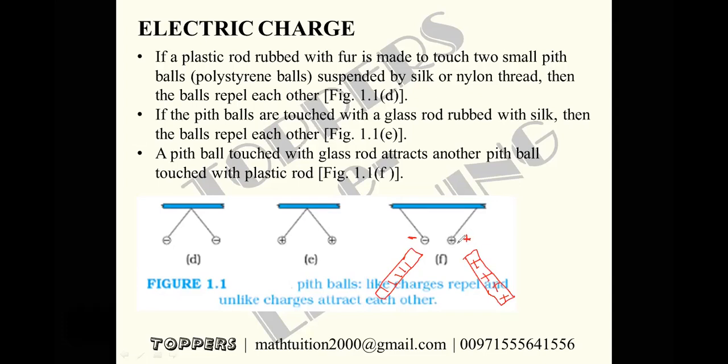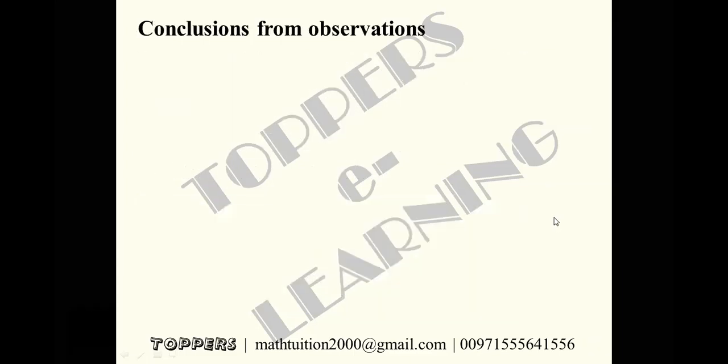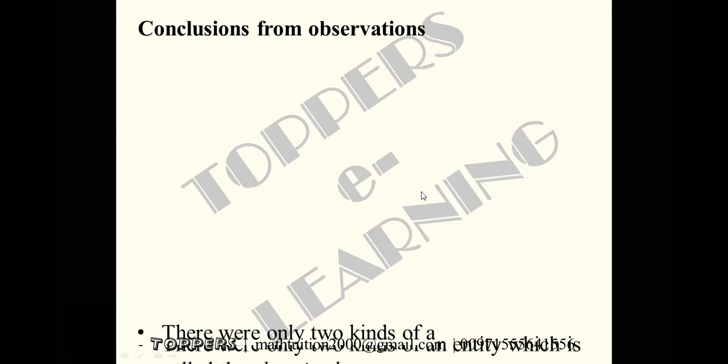Positive touching here means some electrons will transfer from this pith ball to this one, so this will become positive. So one is negative and one is positive. What will happen? They attract each other. This will move to this side and come more close. So from this we can conclude that like charges repel, unlike charges attract. Fine.